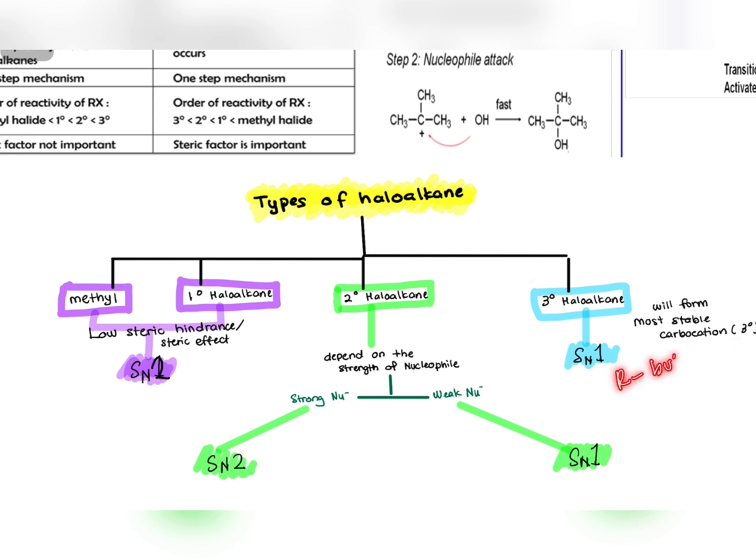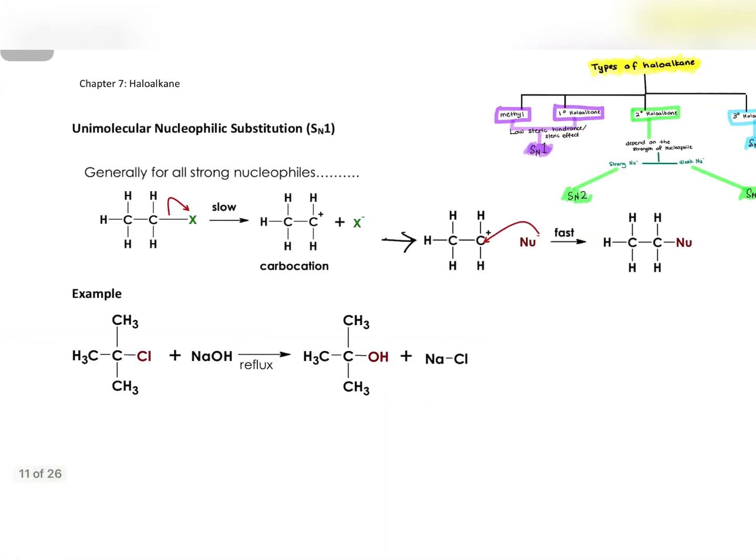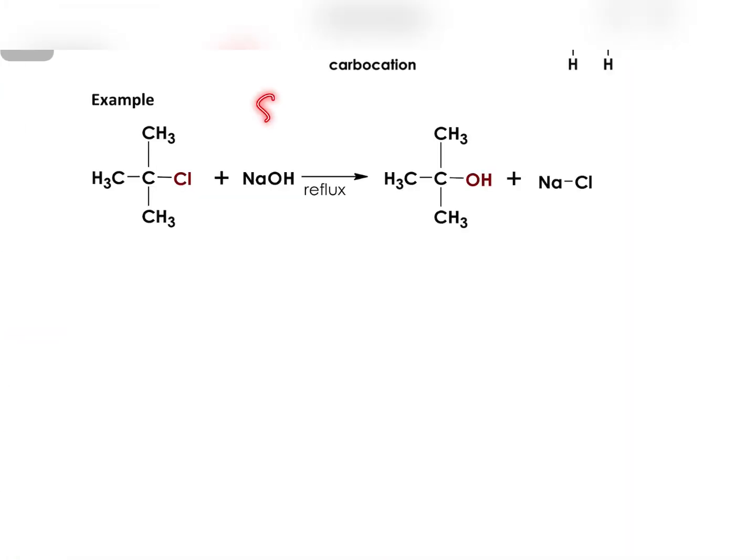And kalau untuk alkyl group, dia adalah bulky group. So dia akan block pathway untuk nucleophile. Secondary haloalkane depends on the strength of nucleophile. So strong nucleophile Sn2. Kalau weak nucleophile, dia akan favor Sn1. So kamu refer to this flowchart saja. So let's have a look at the example.